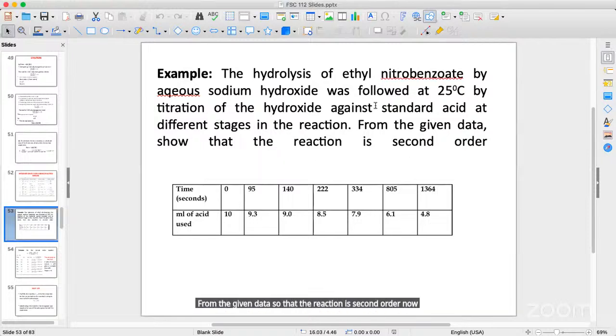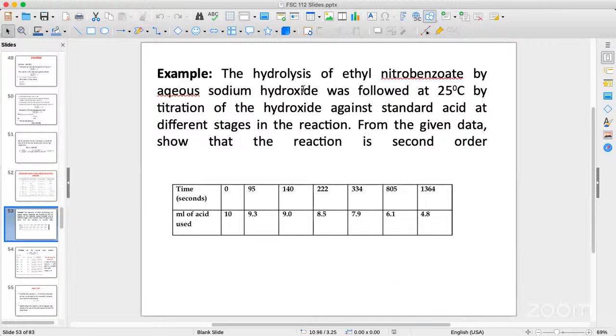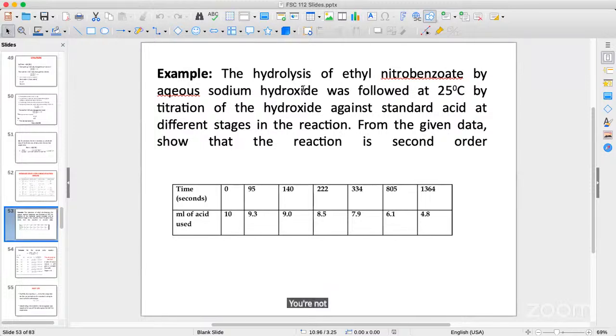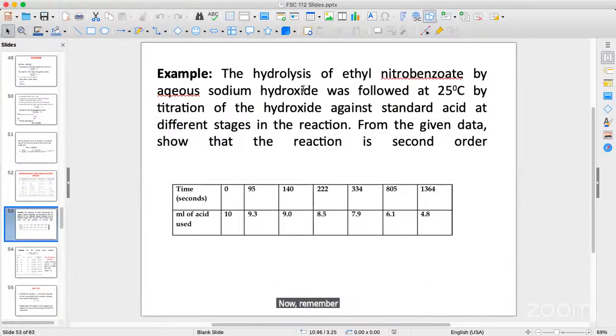Now, what this means is that you have ethyl nitrobenzoate and aqueous sodium hydroxide as your reactants. You monitor the reaction using a classical method. That is, you are titrating the sodium hydroxide with a standard acid to know the amount of sodium hydroxide left. Remember, as the reaction progresses, sodium hydroxide will be consumed, meaning that the concentration of sodium hydroxide is expected to decrease in the course of the reaction.